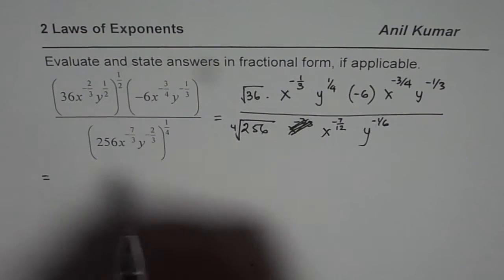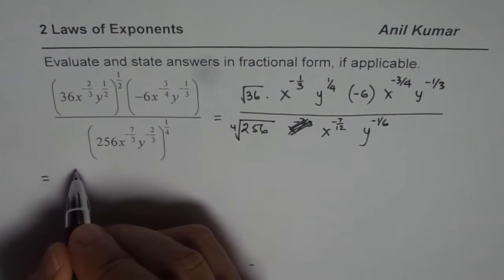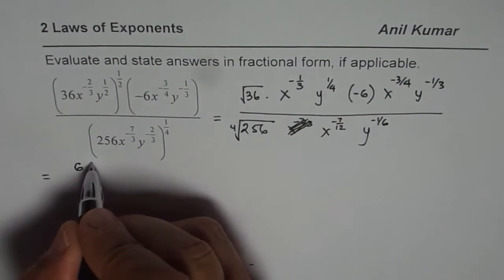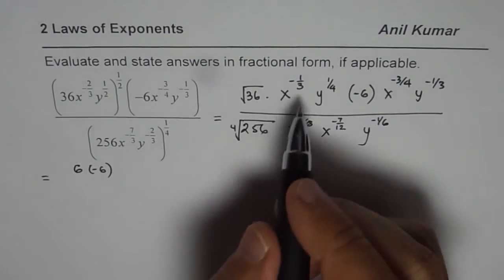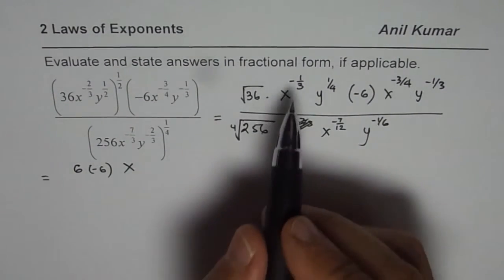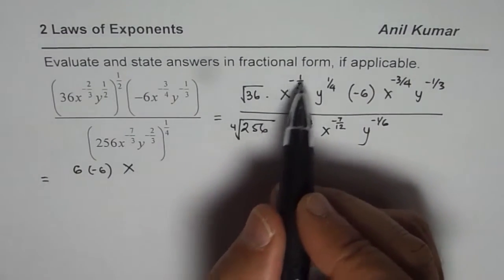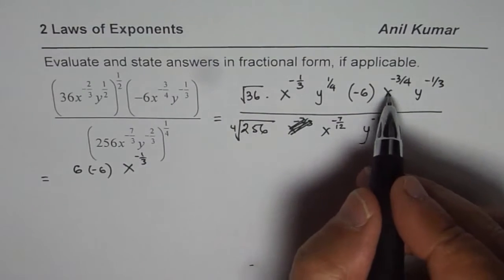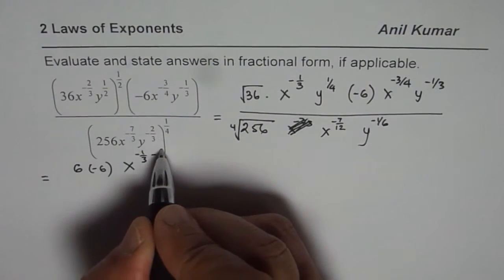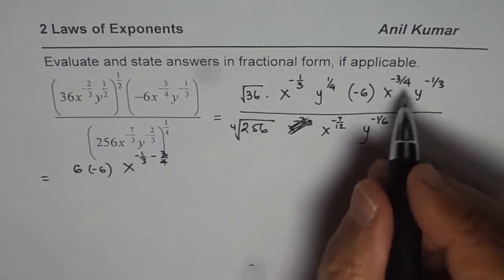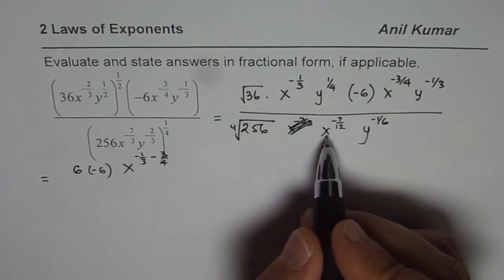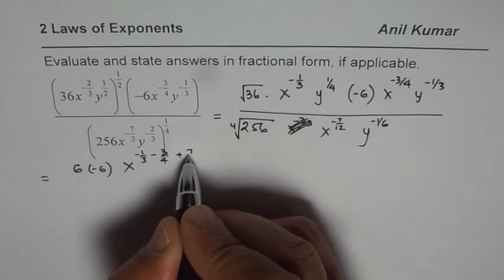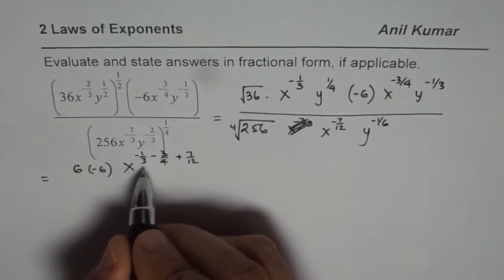Now it is time to find the square root of 36, which is 6. So you get 6 here, and then multiplied by minus 6. So let me write minus 6 along with it. As far as x powers are concerned, we have minus 1 over 3, and then because it's in the numerator, we'll write minus 3 over 4. We are not going to change the sign, but just add it up. But if it is in the denominator, you have to change the sign. So you get plus 7 over 12, correct? So these are the exponents for x.